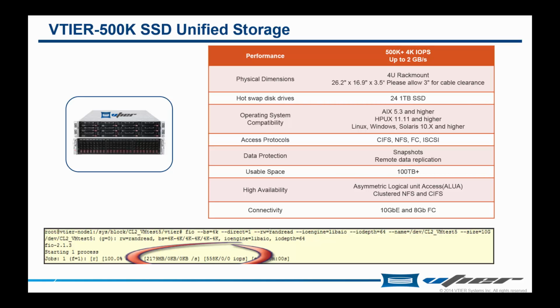The biggest benefit for VTIER-500K array is its performance benchmarks. This system achieves north of 500,000 4K IOPS. Further in the presentation, we will demo performance tools running against VTIER-500K array. At the bottom of the slide, you can see output from FIO benchmark tool. 500,000 4K IOPS are achieved with an aggregate bandwidth of 2.1 gigabytes per second.